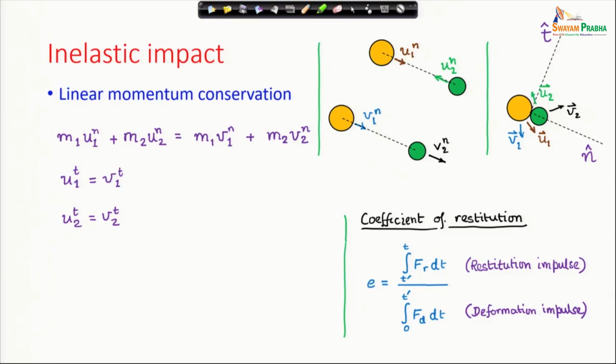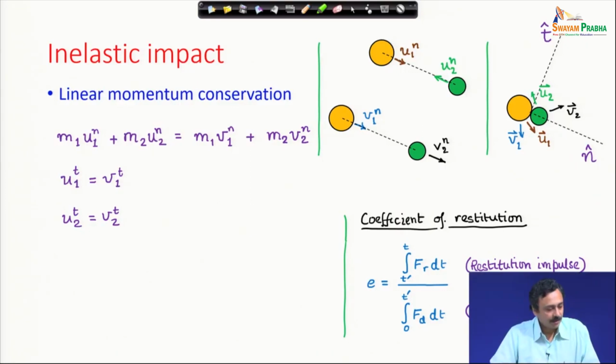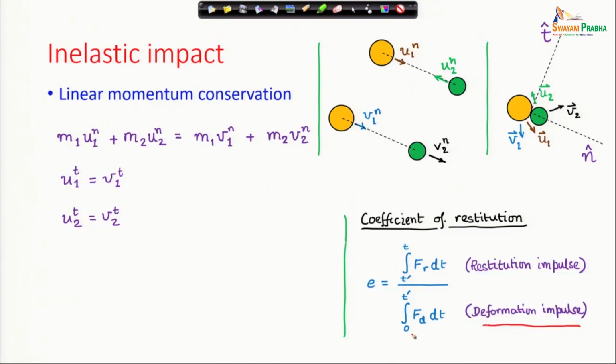Now, you can calculate the impulse of these 2 forces in the individual time intervals. For example, here the deformation impulse is calculated from when impact starts at t equal to 0 and goes up to t prime, and during this time interval the force that acts between the 2 particles is Fd. Therefore, the deformation impulse during deformation is the integral from 0 to t prime of Fd dt.